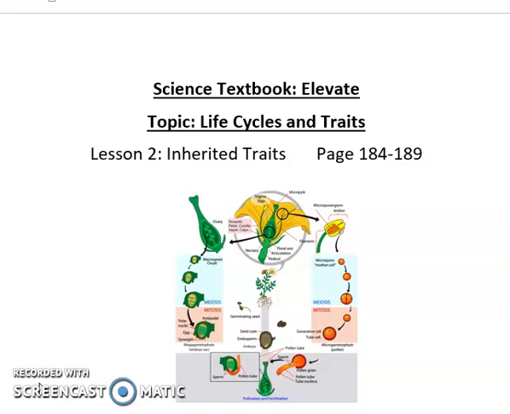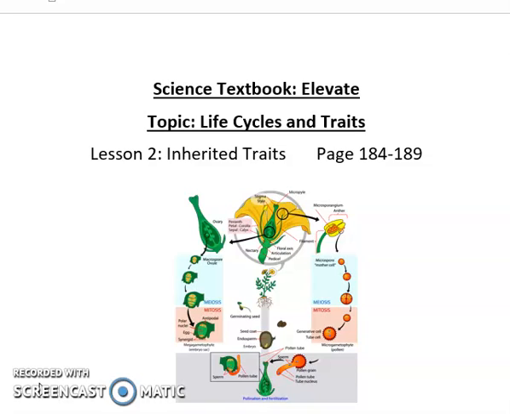Question it. Suppose you found an animal that was a very unusual color. What are two questions you could ask to learn whether the trait could be inherited? Was the animal born with this color? Were its parents the same color? Okay.